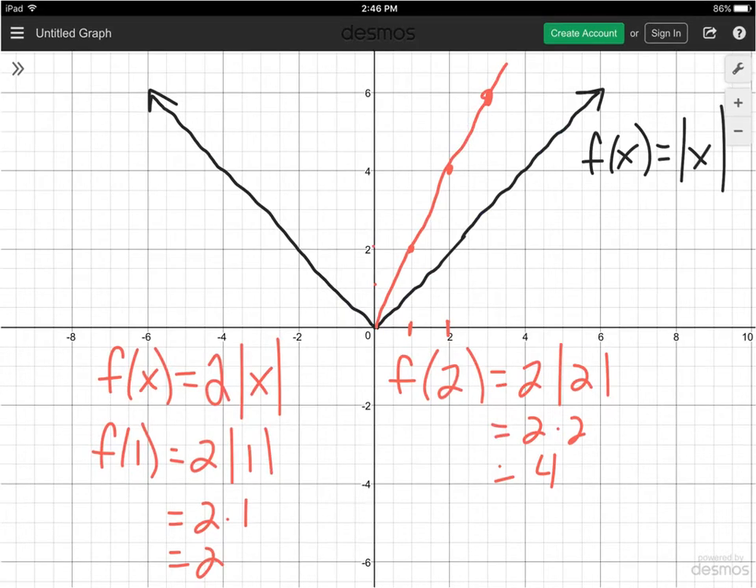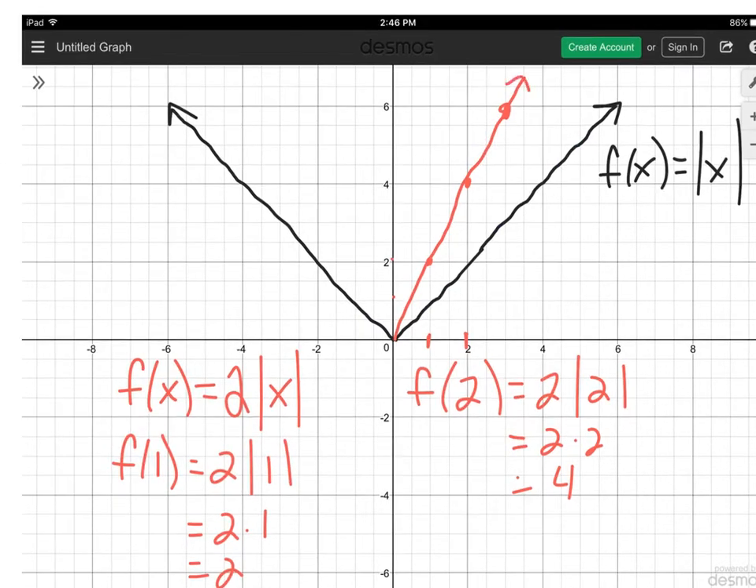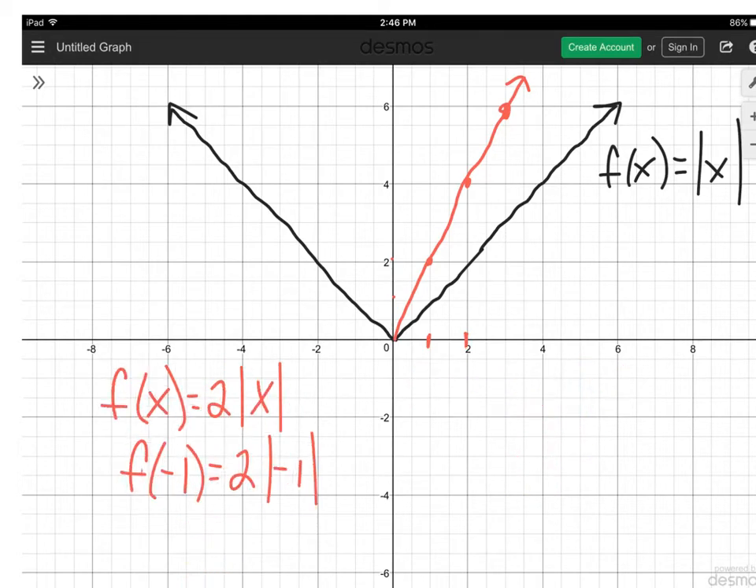And so now we've increased the steepness. So as we start inputting negative numbers, something very similar is going to happen. If we plug in -1, we're going to take the absolute value of -1 and get 1, and 2 times 1 would be 2. So when the input was -1, the output was positive 2.